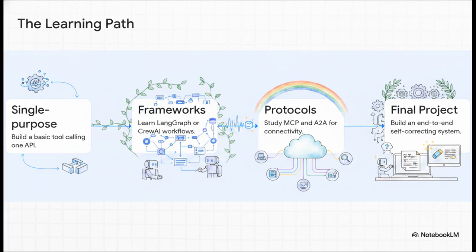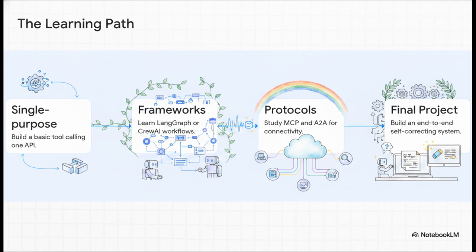So how do you actually get hands-on with all this? Well, here is the perfect learning path. Start small. Step 1. Build a single-purpose agent that makes one API call using basic function calling. Once you have that down, Step 2. Graduate to orchestration frameworks like LangGraph or CrewAI to learn how stateful workflows operate.